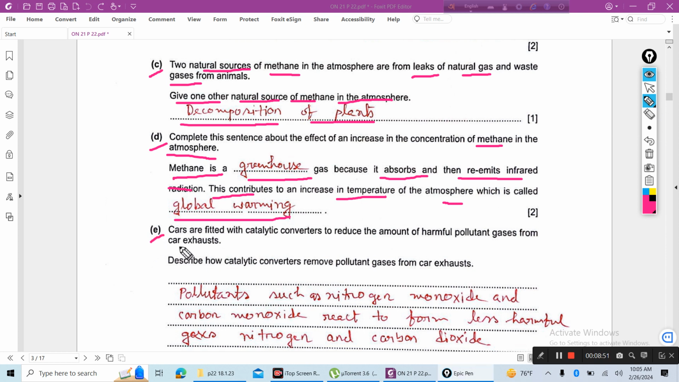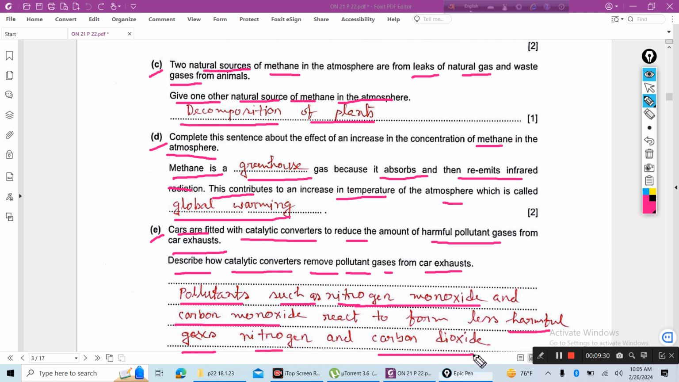Now E. Cars are fitted with a catalytic converter to reduce the amount of harmful pollutant gases from car exhaust. Polluting gases are converted to less harmful gases. Describe how catalytic converters remove pollutant gases from cars. Pollutant gases, say nitrogen monoxide, a harmful gas, and carbon monoxide, react to form less harmful gases, nitrogen and carbon dioxide.